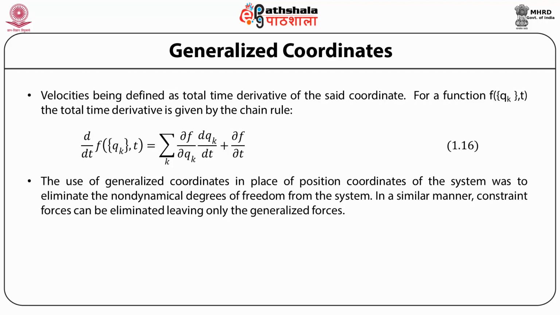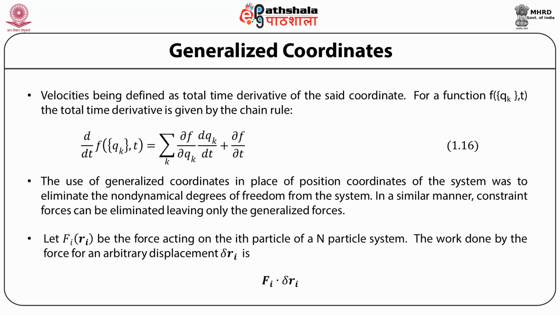So consider a force Fi, which is a function of the position of the ith particle, with the force acting on the ith particle of the n particle system. That is, Fi(ri) is the force acting on the ith particle. Now suppose this ith particle makes a small arbitrary displacement delta ri. Remember, this r is a vector. Let us represent the vectors.